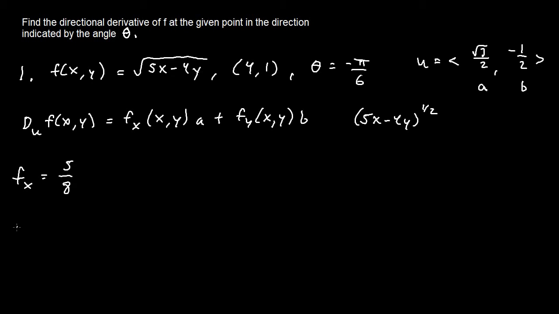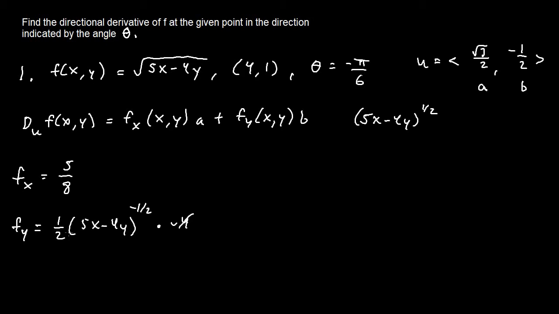So now let's go ahead and find the partial derivative of f with respect to y. So this time, y is going to be treated as the variable, x is the constant. So the first step is the same, where we take the derivative of the outside function. So we use the chain rule here, we get 1/2 times (5x minus 4y) to the negative 1/2. And then we can go ahead and multiply by the derivative of the inside function. So if y is the variable, the derivative of 5x is 0, the derivative of negative 4y is negative 4.